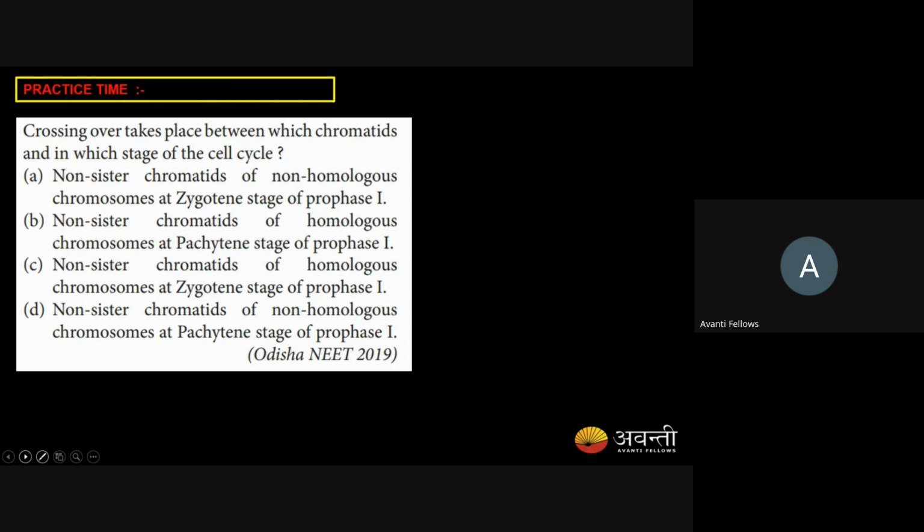Here, everyone is saying the correct answer is B. Crossing over takes place between non-sister chromatids of homologous chromosomes in the pachytene stage of prophase 1. Very well done. The correct answer is B only. Very nice. So let's have a quick recap of what we have done in today's class.